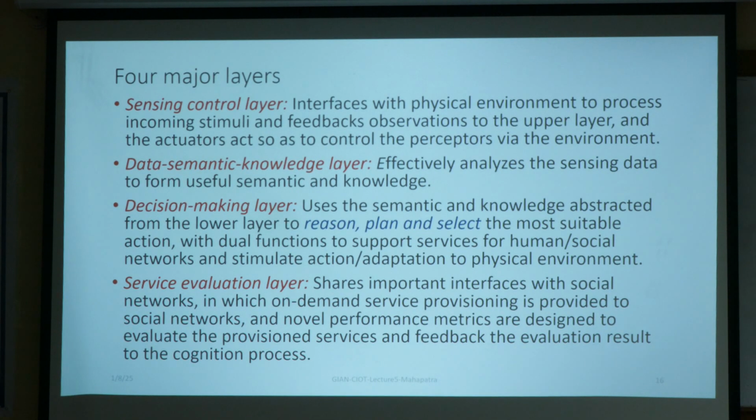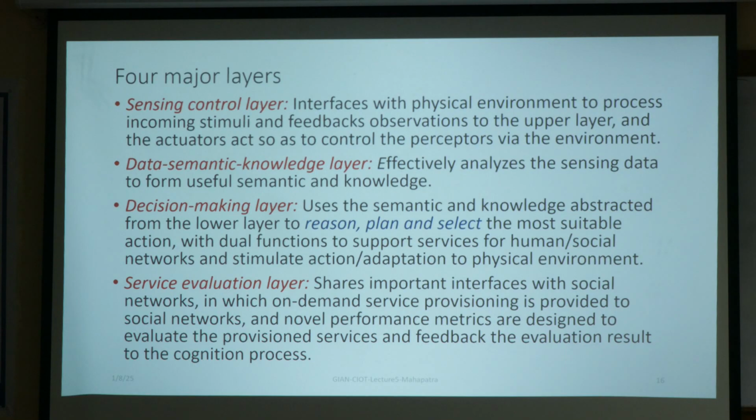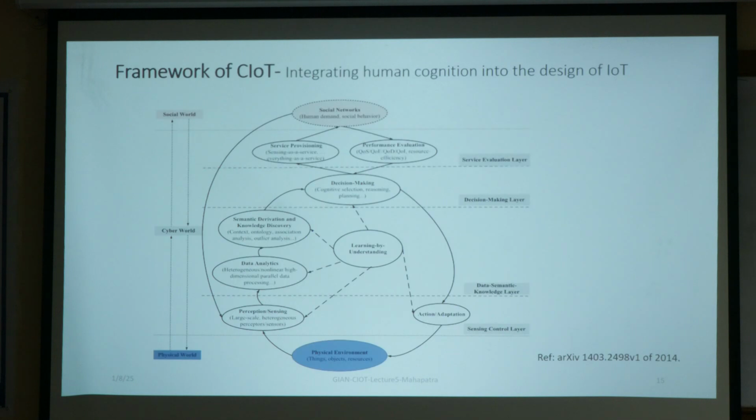Then the third one is the decision making layer, where semantic knowledge data abstracted from a lower layer is used to reason, plan and select the most suitable actions. They do this with dual functions: to support services for human or social interactions and to stimulate the action to the physical environment. Go back and see what's going on there. Yes, this is the decision making layer.